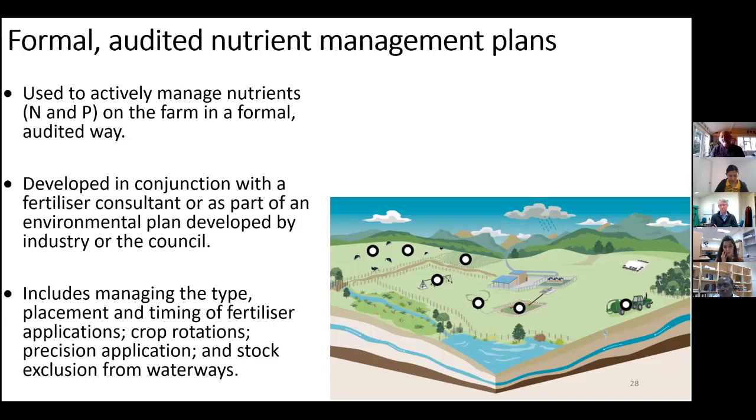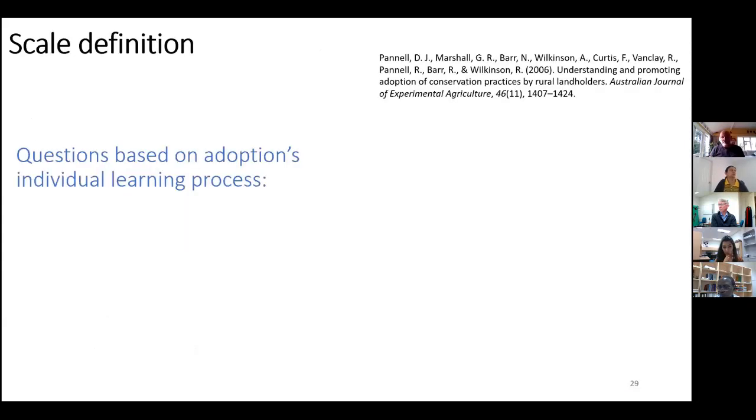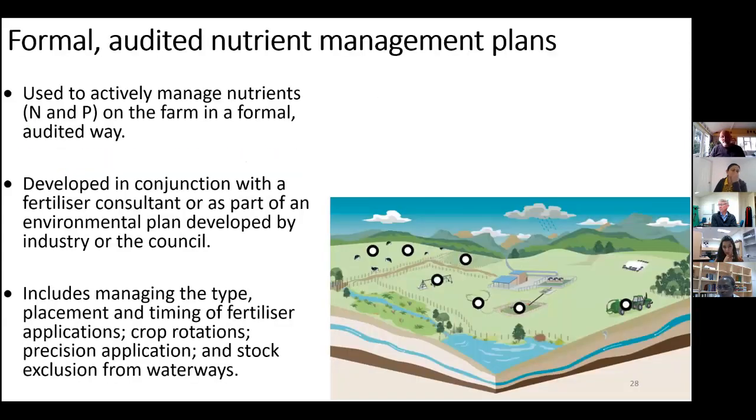So they look at aspects like fertilizer application and effluent pond management, and stock exclusion from rivers and lakes, for example. So this is done with a consultant or as part of the environmental plan with the council. So there are several ways in which they can be done. So as you can see, there is quite a bit of variety in these four.